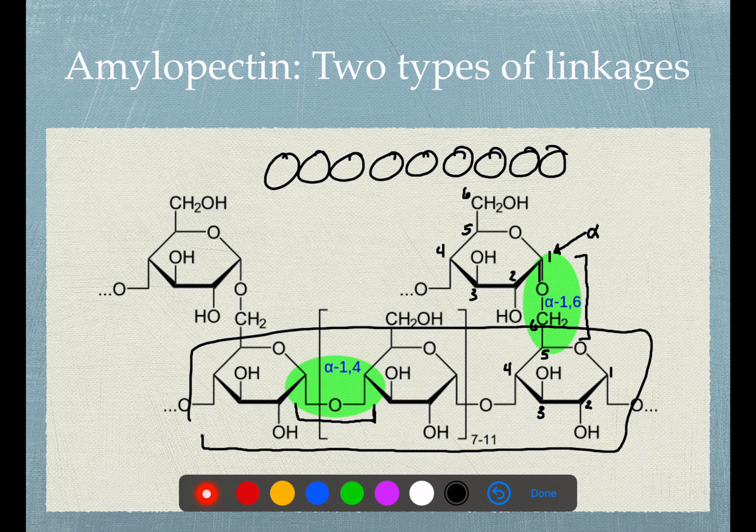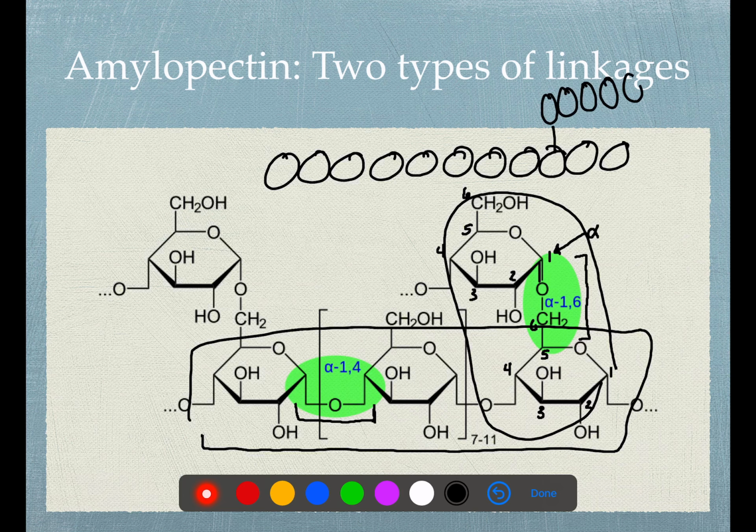Because amylopectin has this type of linkage right here, which causes the glucose molecules to arrange linearly, same as amylose, it also has this type of linkage right here, which causes basically some branching in the molecule. So it gives it a more interesting structure. It's not just purely a straight chain.